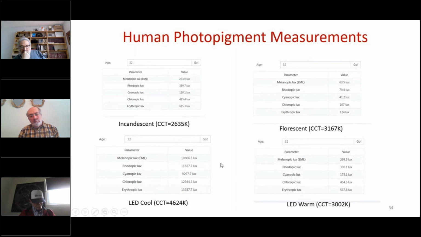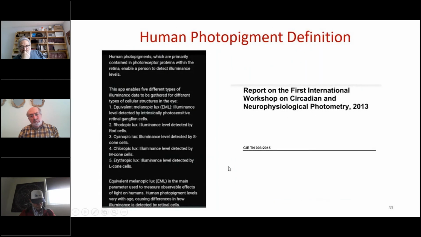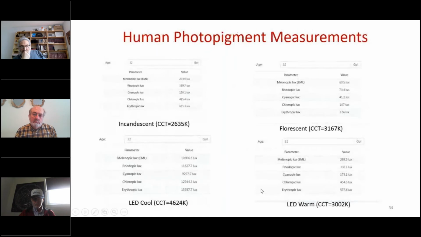So this has to do with the physiology of the eye. If someone is more interested to know about these different photopigments, I refer you to this document. You can go and read this document to understand more.